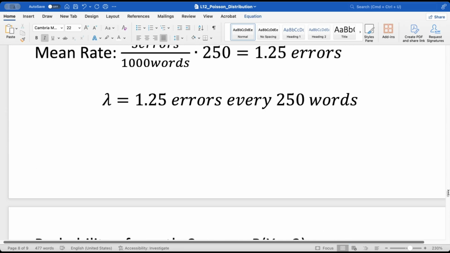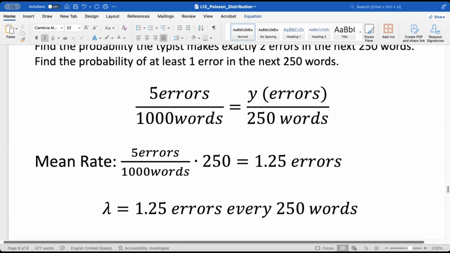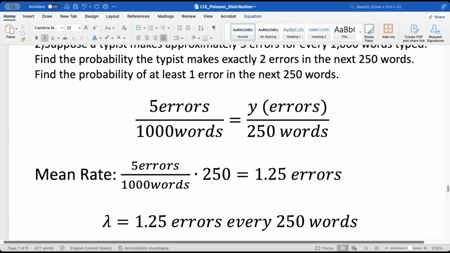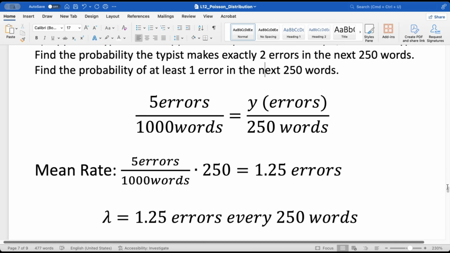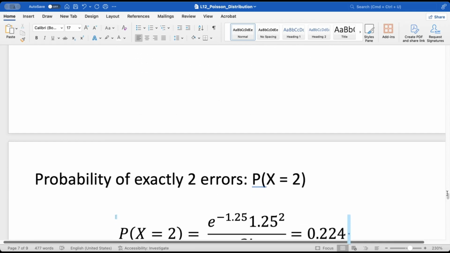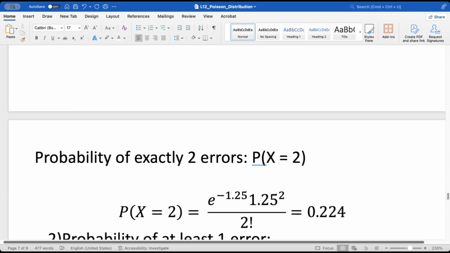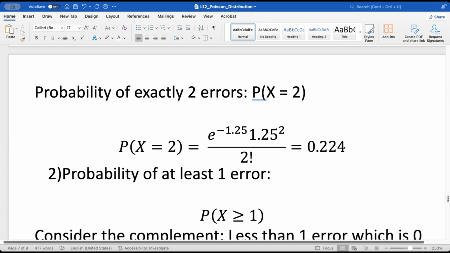Now, the second part was finding the probability of at least 1 error. Now, at least 1 error, that's a lot to count. At least 1 means 1 or higher. 1, 2, 3, 4, and so on. So what you do is you count the opposite. The opposite of at least 1 would be lower than 1, which is only 0. Only 0. So we're going to do the opposite. We're going to count the probability of 0 and then do a subtraction.